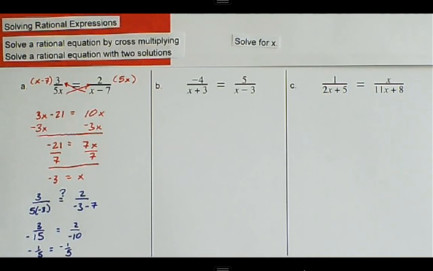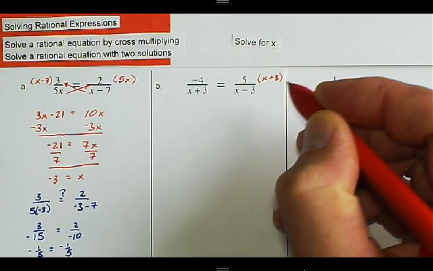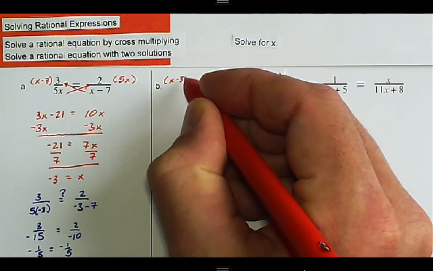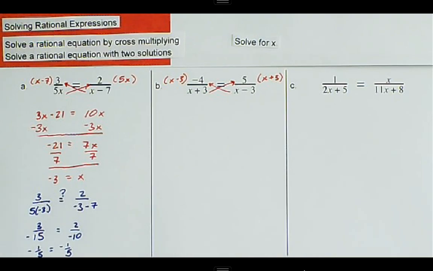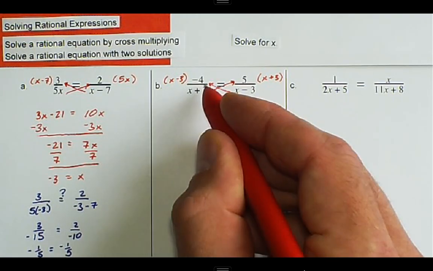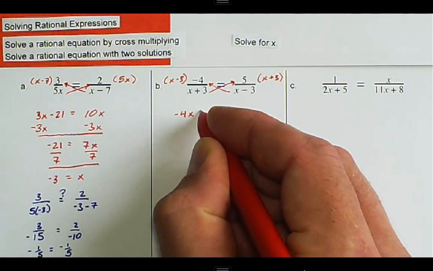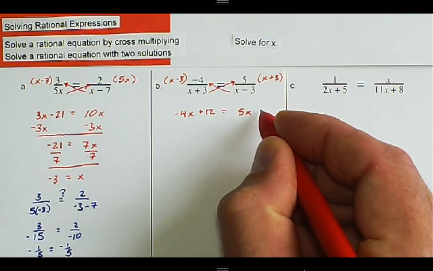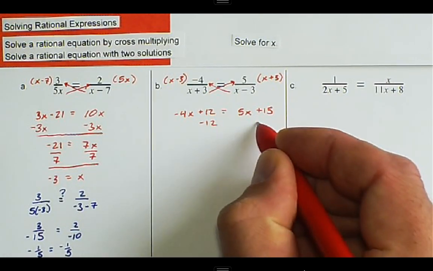Next one, we're going to do the same thing. Cross multiply. So over here, we're going to multiply by x plus 3. And over here, we're going to multiply by x minus 3. So x times negative 4 is negative 4x plus 12. And 5x plus 15. So then we're going to subtract 12.